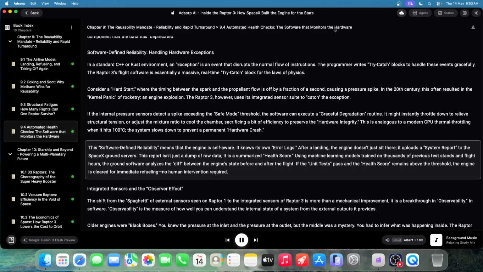It knows its own error logs. After a landing, the engine does not just sit there. It uploads a system report to the SpaceX ground servers.